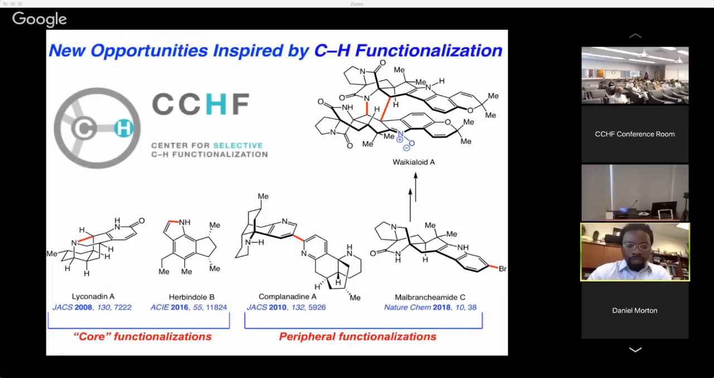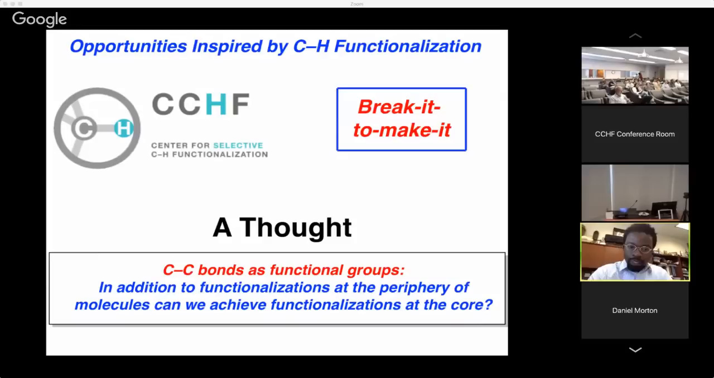And as we thought more about these ideas of cleaving CH bonds to forge other bonds, and especially in thinking about this in the context of late-stage functionalization, we wanted to think about ways in which one could achieve maximal diversification of molecules at a late stage. And of course, peripheral functionalizations have been utilized extensively for this purpose, but we also wanted to think about ways in which one could do this at the core of organic molecules, and that would necessarily mean thinking about ways in which one could break carbon-carbon bonds to forge new bonds.